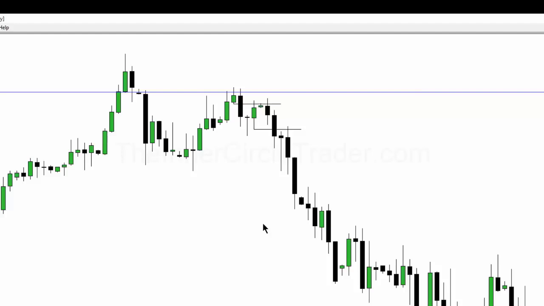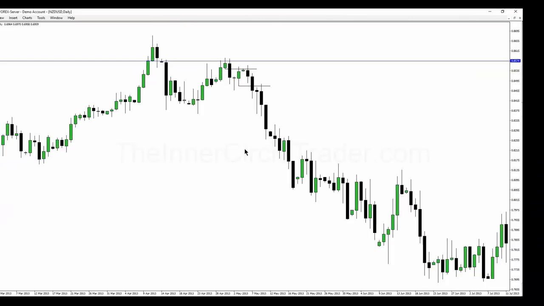That's why I gave it the name propulsion candle, because it propels price quickly and suddenly, and it gives you immediate feedback. Very little drawdown, immediate price responsiveness. That's exactly what we're looking for as short-term traders.